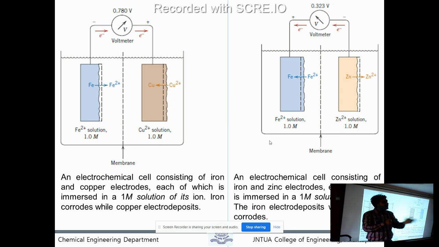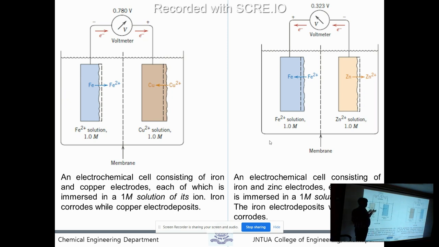Iron is losing means iron is getting oxidized and that is corroded. That's what the first figure says. And in the second figure, iron is protected. Iron is not losing. Remember, iron is not going to be oxidized. Instead, zinc is getting oxidized. Zinc is losing electrons. That's why this loss of electrons is going here. Fine? So, that's the demarcation.